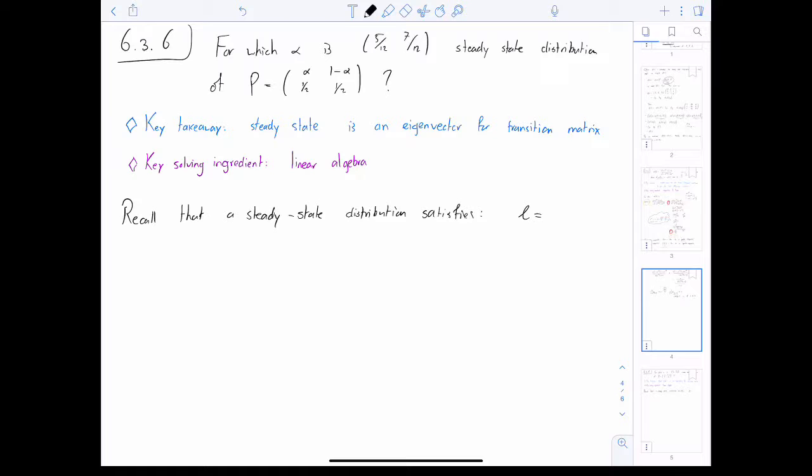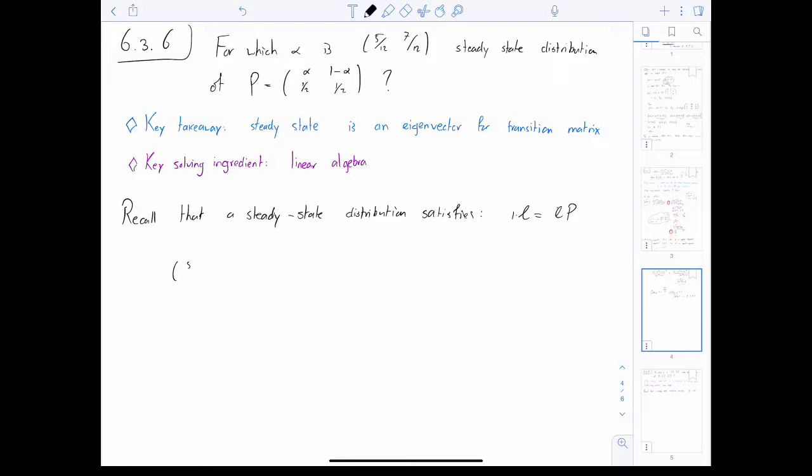L for the vector, L is equal to L times P. We'll notice that this is actually what you have seen in linear algebra, where it's the eigenvector, and specifically the left eigenvector, with eigenvalue 1. So this is 1 times L, so the eigenvalue is 1 and the eigenvector is L. You could frame the question as: what are the eigenvectors of P with eigenvalue 1? Now to find this, we write down what we have.